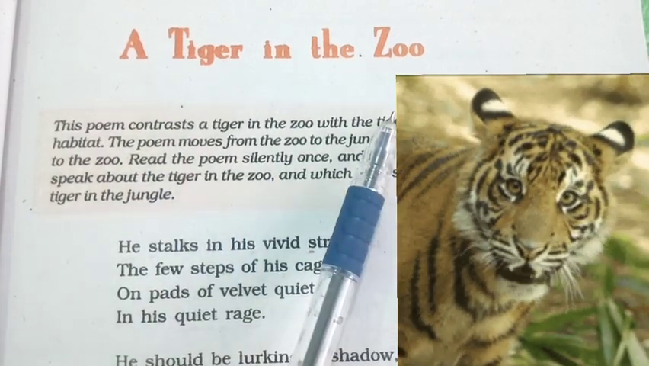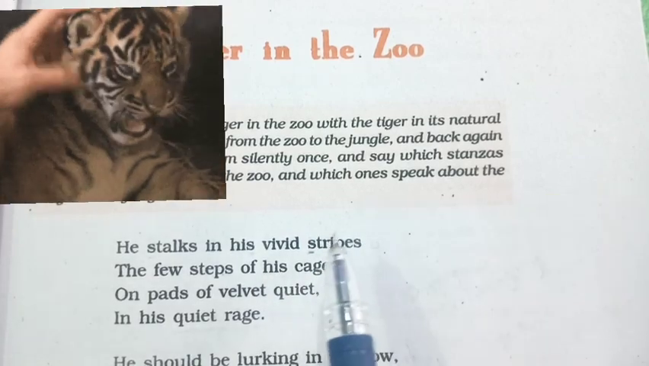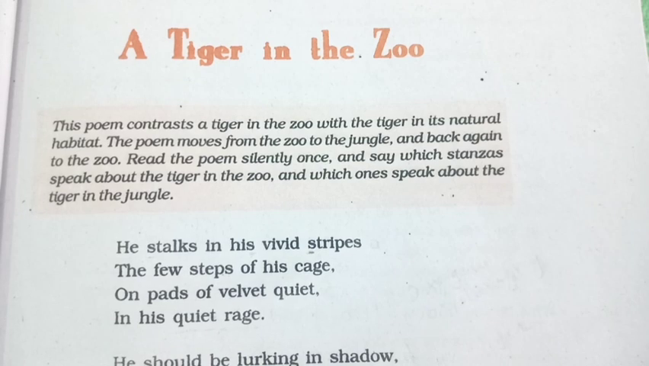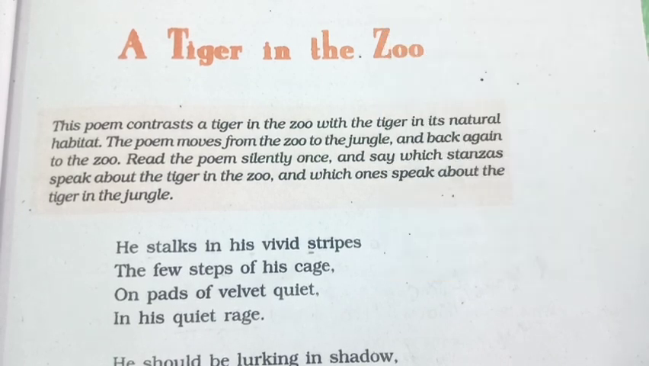The poem is "A Tiger in the Zoo" written by Leslie Norris. This poem is a contrast of the tiger in the zoo with the tiger in its natural habitat. The poem moves from the zoo to the jungle and back again to the zoo. Read the poem silently and say which stanza speaks about the tiger in the zoo and which one speaks about the tiger in the jungle.